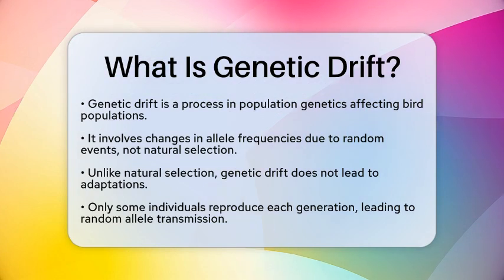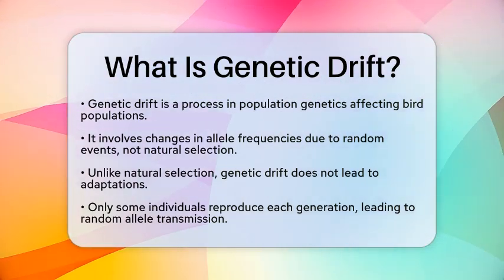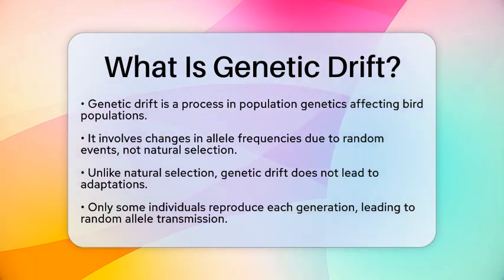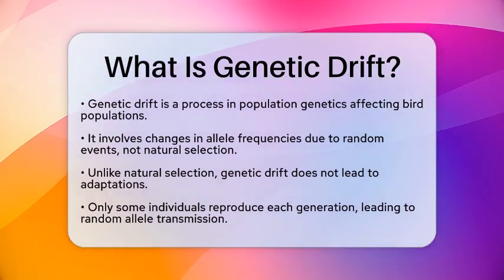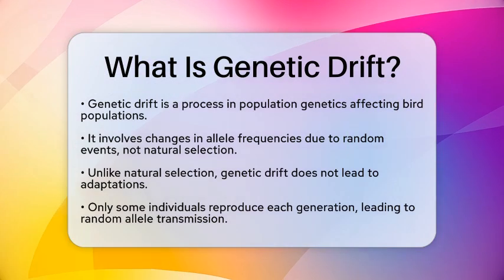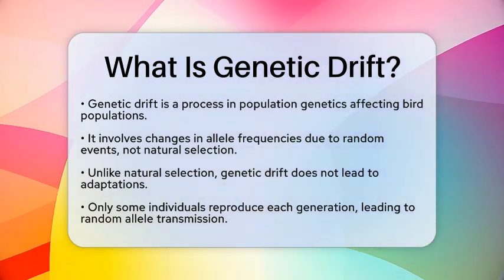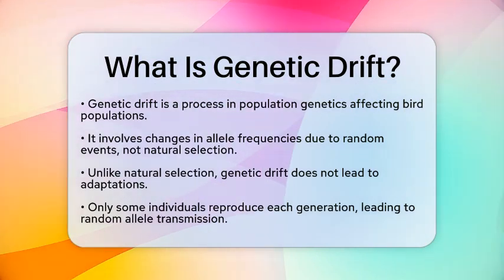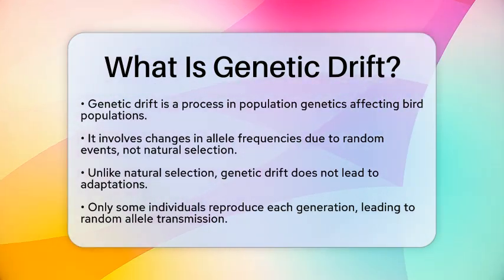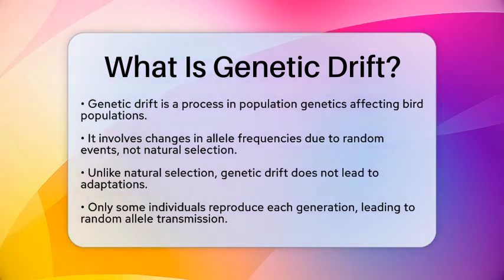Unlike natural selection, which favors traits that help survival, genetic drift is purely random. This means it does not necessarily lead to adaptations in the population. In each generation, only some individuals reproduce and pass on their alleles. By random chance, some alleles may be passed on more often while others may be lost entirely. This randomness can have a big impact, especially in small populations.